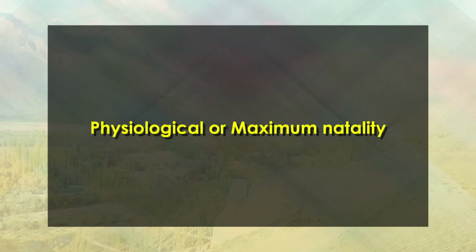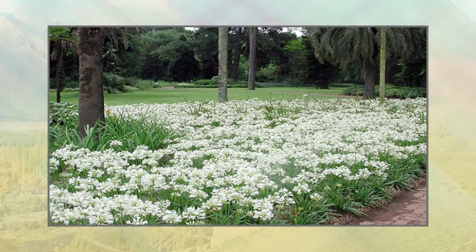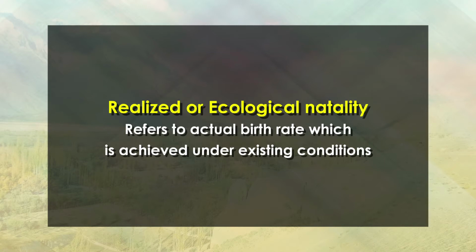Natality can be of two types: physiological or maximum natality, which refers to the maximum production of new individuals under ideal conditions. But it is never realized because of environmental resistance like inter- and intra-specific competitions, availability of food, space, etc. Number 2, realized or ecological natality, that refers to the actual birth rate which is achieved under existing conditions. Higher realized natality rate increases the population size and population density.